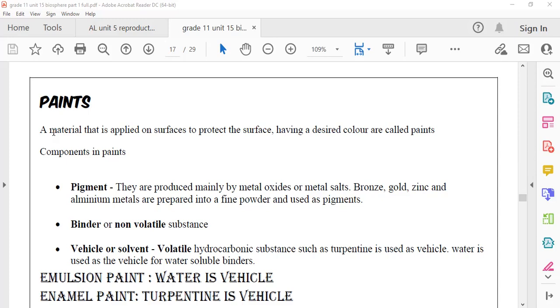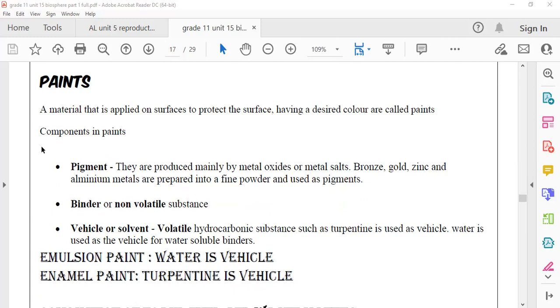Two types of paints are there. One we call emulsion paint, another we call enamel paint. The difference is that emulsion paint you can apply on the walls, as a filler. Enamel paint you can apply on wood, metals like material. It will stick well to metal surface, wood surface.